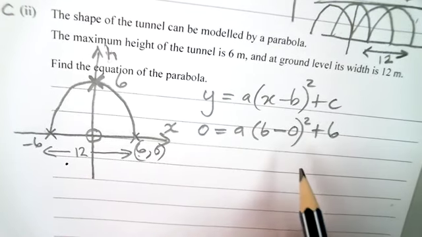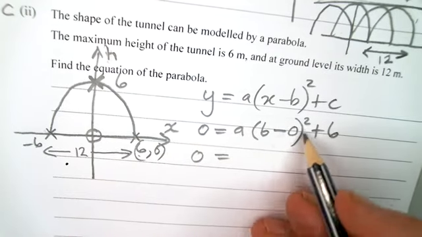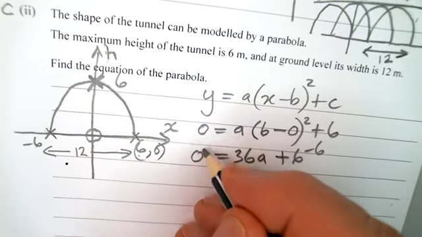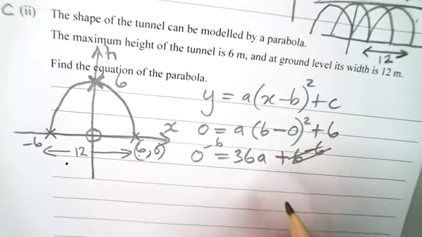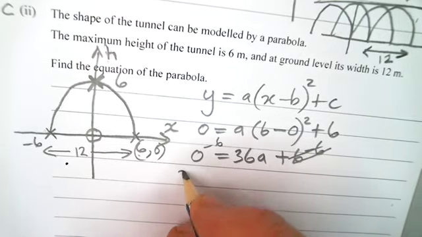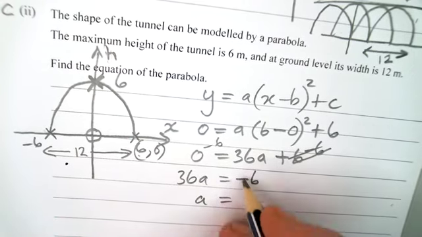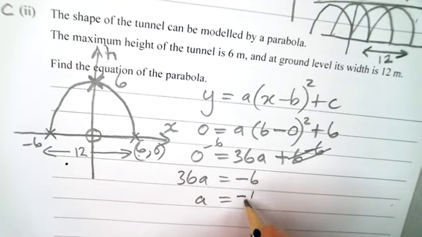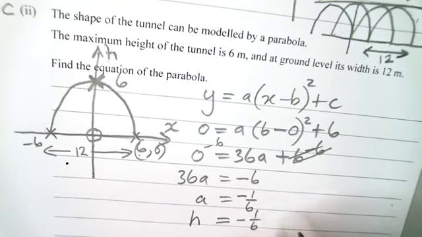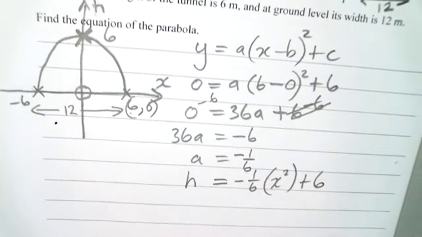So let's have a look. Let's make a the subject. So 0 is equal to, well, I've got 6 minus 0 squared, which is going to be 36a plus 6. Subtracting 6 from both sides, 36a is equal to -6. So a is going to equal, we're going to divide both sides by 36, it's going to equal -1/6. So the equation, h in this case, is -1/6 x squared plus 6. And there is my parabola.